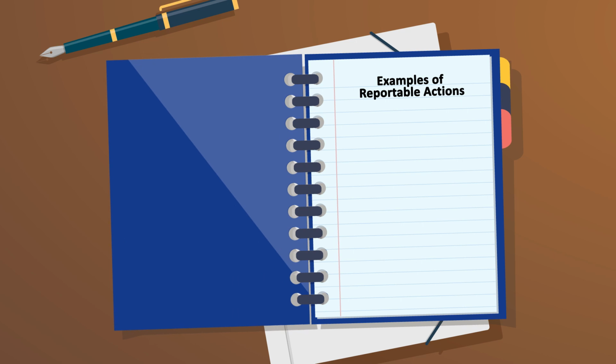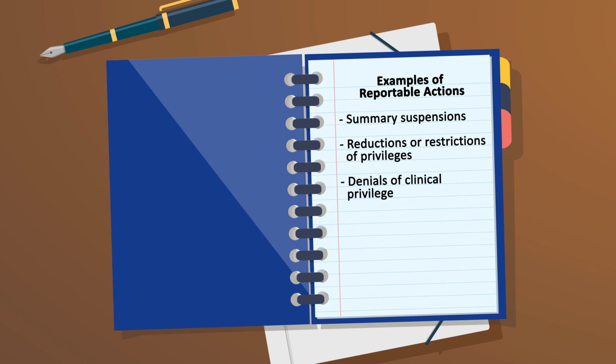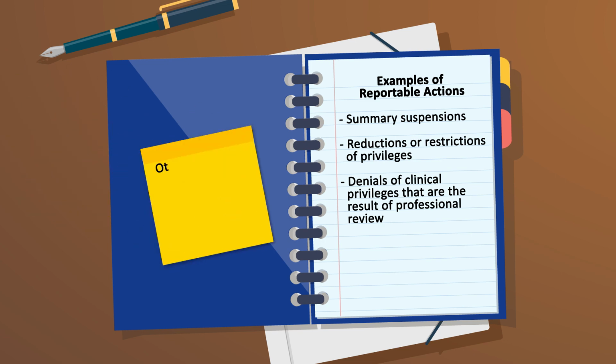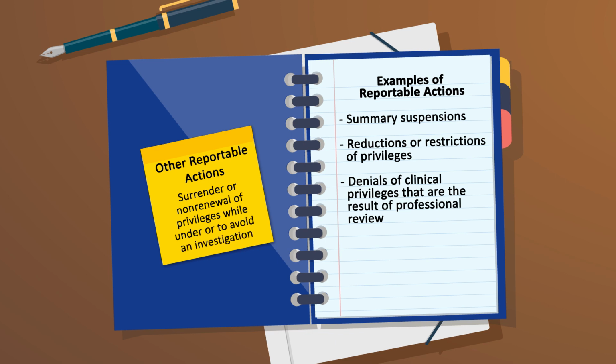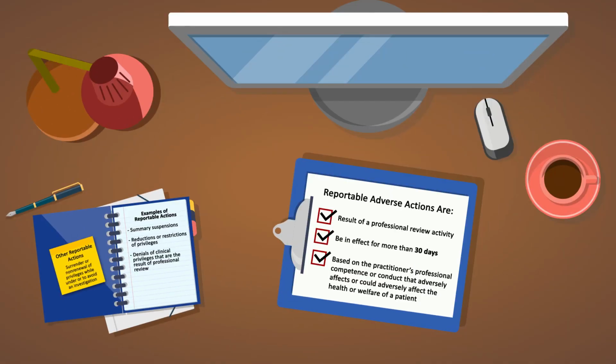Examples of reportable actions include summary suspensions, reductions or restrictions of privileges, and denials of clinical privileges that are the result of a professional review. Additionally, the surrender, non-renewal, or self-restriction of privileges while under or to avoid an investigation related to professional competence or conduct is reportable.